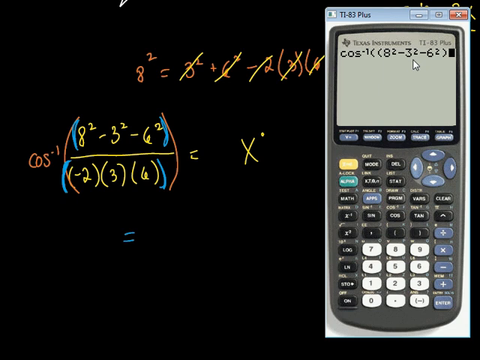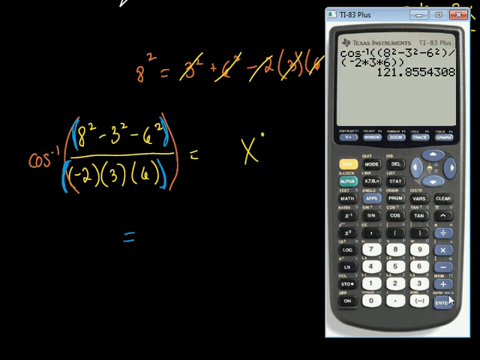I just put all the stuff that's on the top. Then I hit divide, put another parentheses, put all the stuff on the bottom in its own parentheses. -2 times 3 times 6. Okay, close that one. See what I did? That's the whole bottom, right? I put the whole bottom in a parentheses. And I'm going to put one more parentheses. Why did I do that? Because that's that big orange parentheses. Do you see it? That closed everything in. That's why I put that one right there. Now I hit enter and I should get an answer.